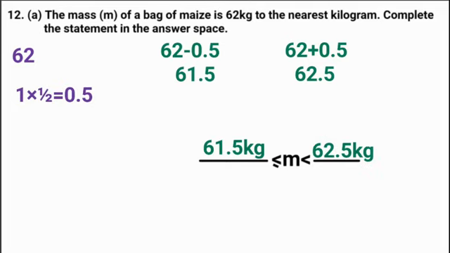62.5 kg. So when the measurement is taken, this is just approximately, it's rounded off. So the actual measurement is between 61.5 and 62.5. Okay, now we can go ahead to the next question.